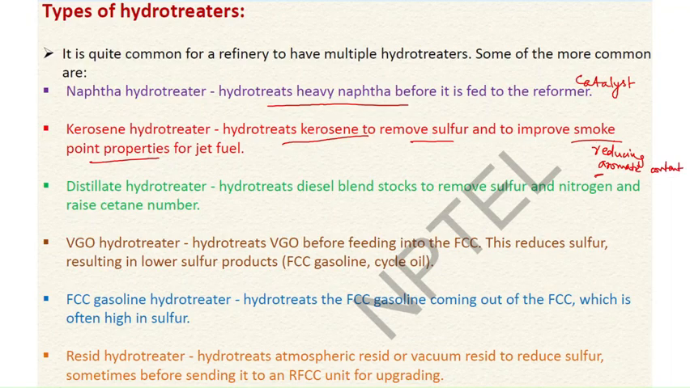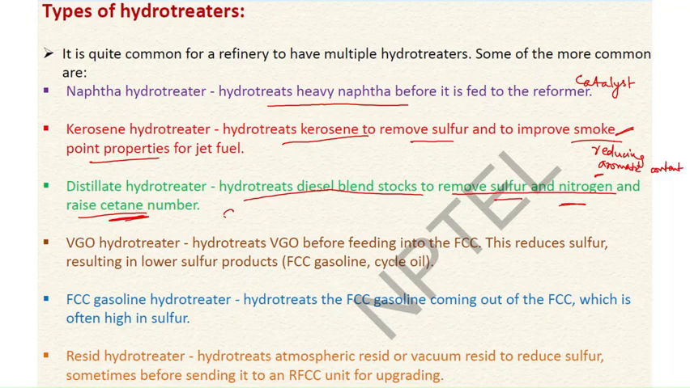Thus simply reducing these aromatics by hydrotreating will improve the smoke point of the kerosene. Okay. The distillate hydrotreater hydrotreats diesel blend stocks to remove sulfur and nitrogen and raise the cetane number. This hydrotreating will remove the sulfur and nitrogen and, moreover, will raise the cetane number.